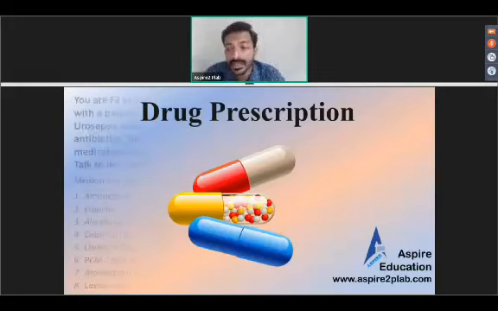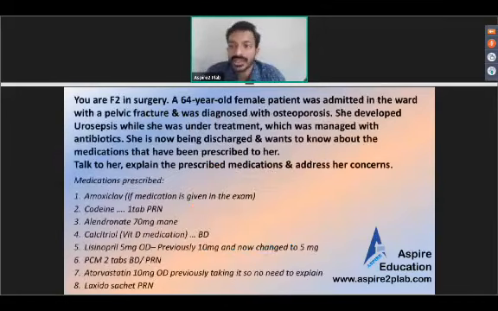You are an FY doctor in surgery. A 64-year-old female was admitted to the ward with a pelvic fracture and was diagnosed with osteoporosis. She developed urosepsis during treatment, which was managed with antibiotics. She is now being discharged and wants to know about the medication that has been prescribed to her. Talk to her and prescribe these medications, and address her concern.